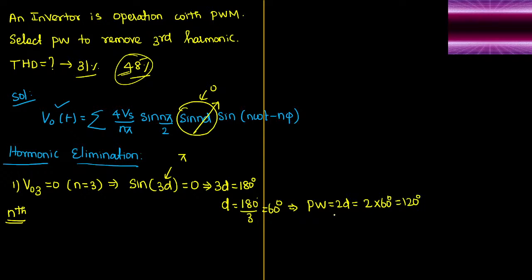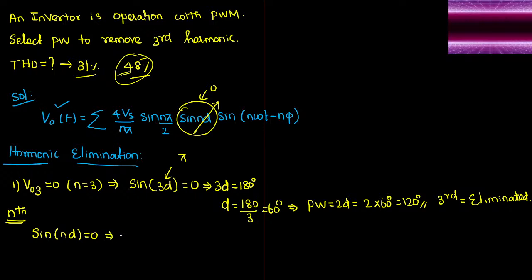If I am adjusting the value of pulse width to 120 degree, then the effect of the third harmonic component will be eliminated. That is the conclusion. So just with the help of the displacement angle only, we are utilizing this pulse width modulation technique to control the output voltage. For the nth order harmonic, this can be further written as sine of n times d must be equal to 0, for any harmonic.